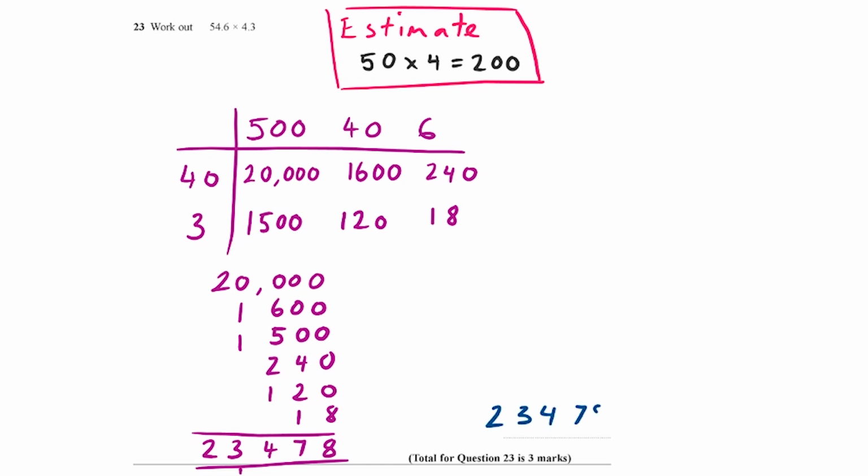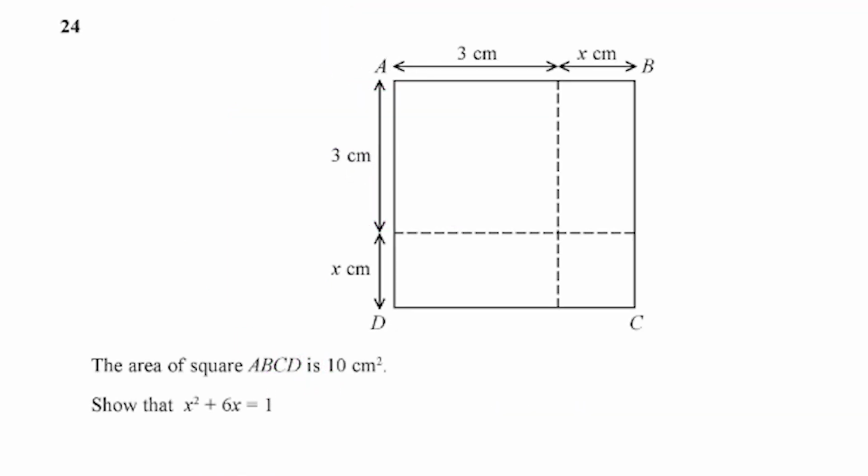We've got to remind ourselves of where that decimal point is going to go. The answer needs to be approximately 200. So it's going to be 234.78. It's not going to be 23.478. That would be far too small. It's not going to be 2,347, for example. That would be way too big. Must be 234.78.